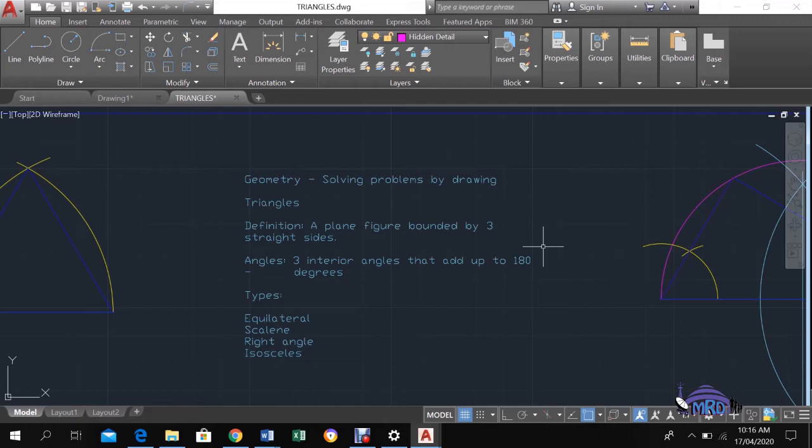Now, the interior angles, the angles on the inside of the triangle, those inside corners, will add up to 180 degrees, no matter what. Once you have a triangle, the interior angles, when you total them, will add up to 180 degrees. There are four types of triangles that we will concern ourselves with. The first construction is an equilateral triangle, and this is a plane figure with all sides equal and therefore all angles equal. The second triangle is a scalene triangle.